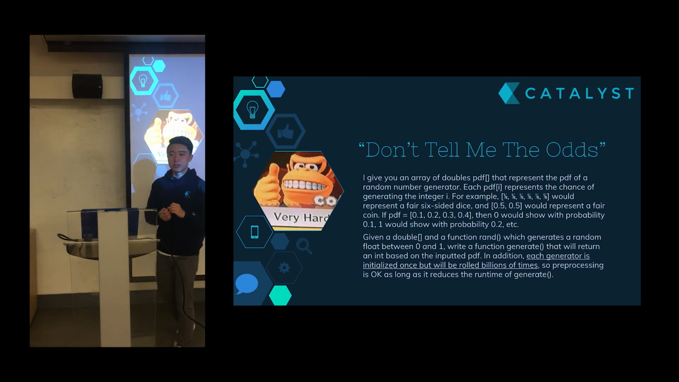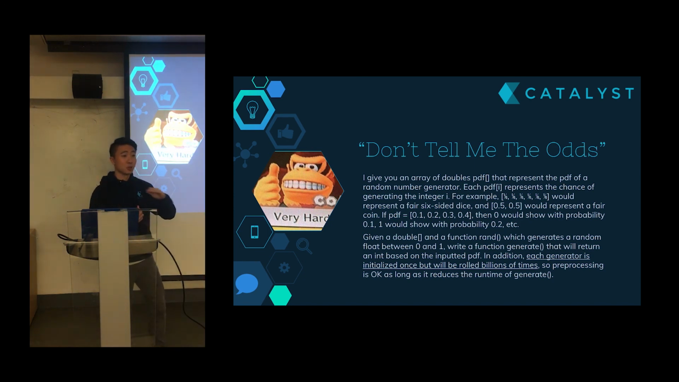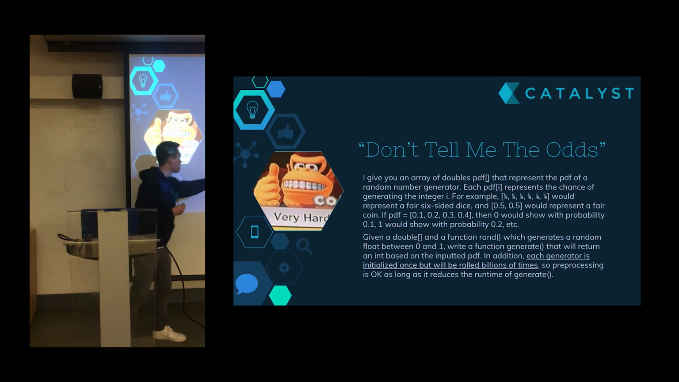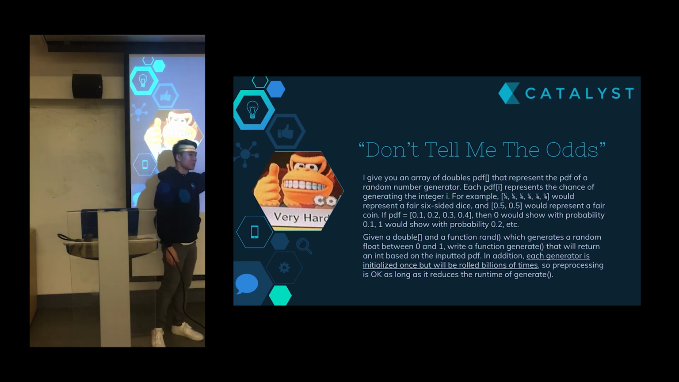Yeah, but the rand function generates a random number that's uniform between 0 and 1. We want to be able to use that as a building block. Math.random generates just a uniformly random number between 0 and 1. We want to extend that such that if we are also given this probability distribution function, we can return an integer with that specific probability.